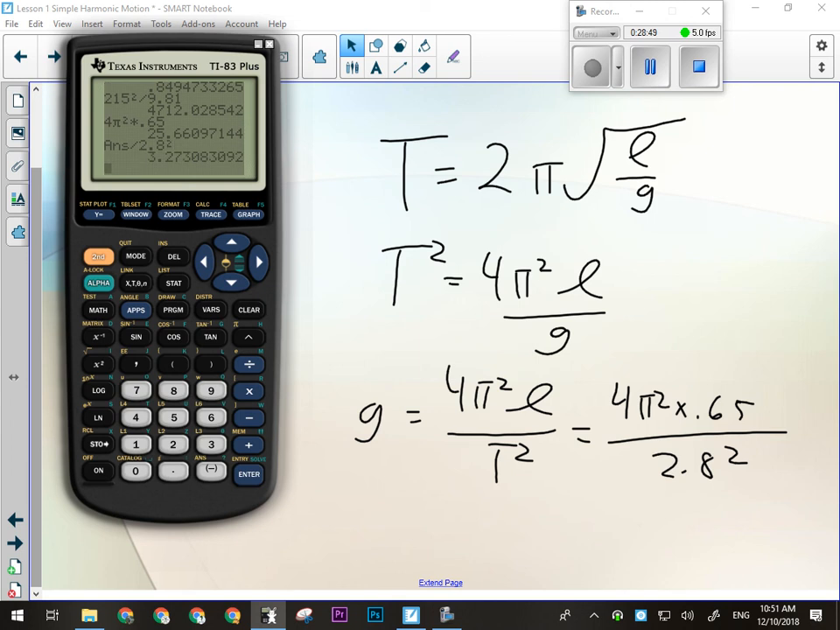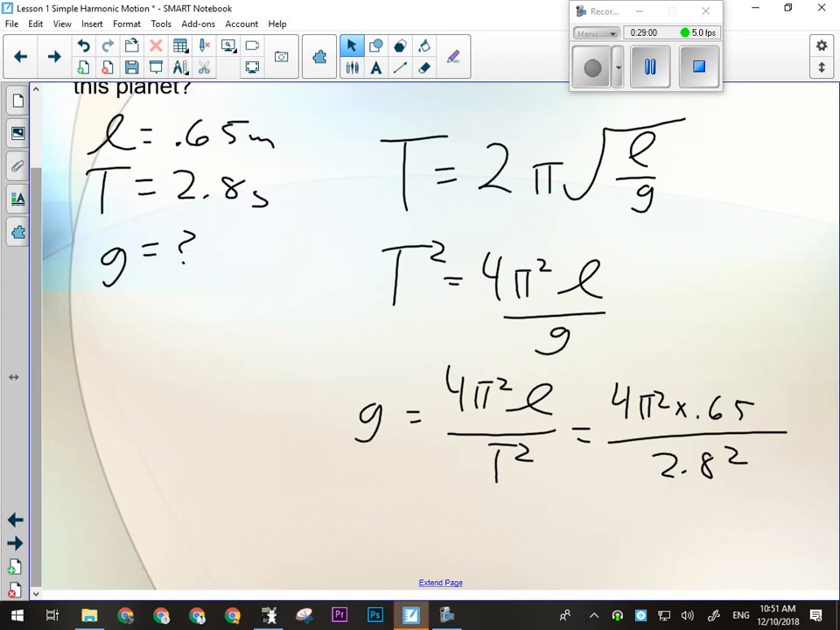That gives us 3.27 meters per second squared, which is the acceleration due to gravity on Mars. So this would be Mars. A pendulum would swing a lot slower. You would not take a grandfather clock built on Earth and use it on Mars. It would run really, really slow. It would lose hours a day. All right, questions on how that one worked?